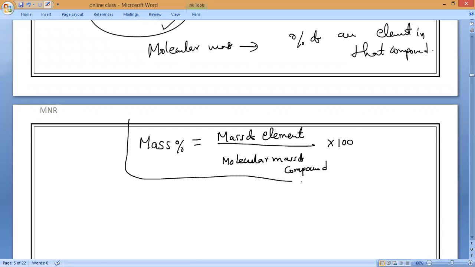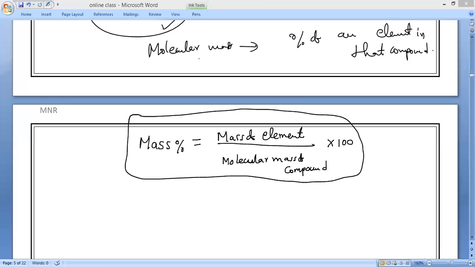Same thing, like mass of solute divided by mass of solution into 100. Do you remember the second chapter formula? Volume percentage means volume of solute divided by volume of solution into 100. Yes, Mitakshri? Yes. The same formula here for calculating the mass percentage or composition of a compound.